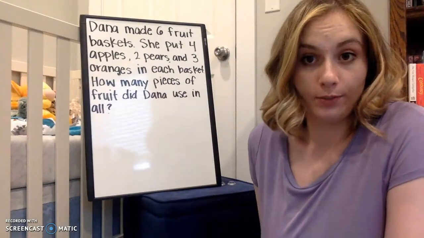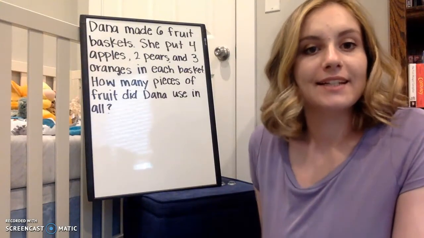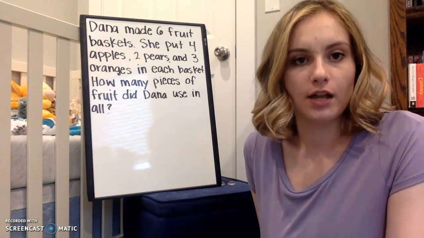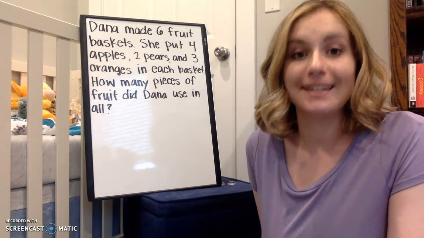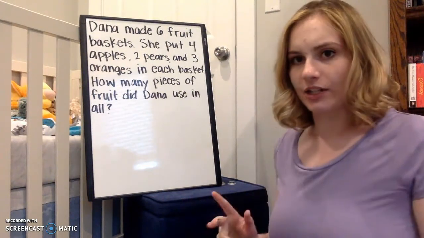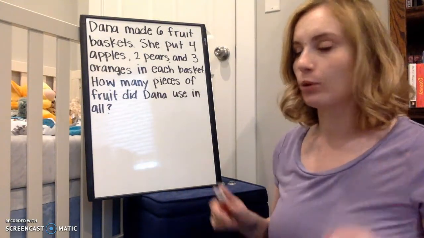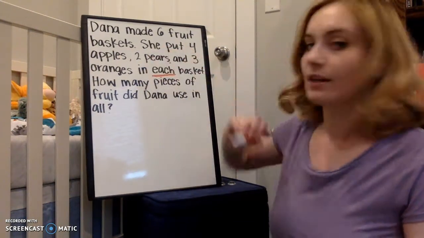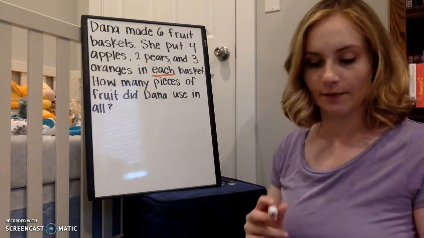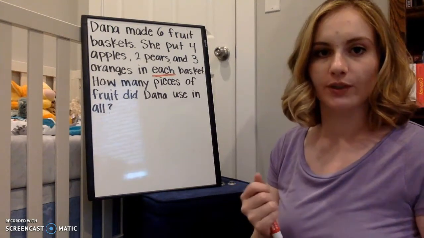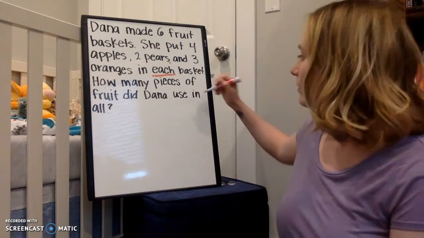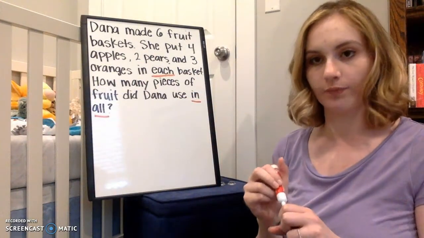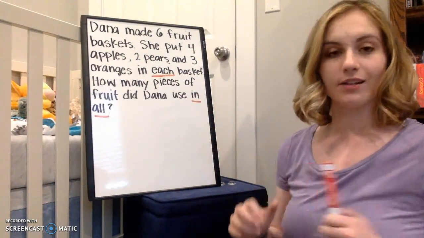Okay, here's our next word problem. Dana made six fruit baskets. She put four apples, two pears, and three oranges in each basket. Each, that is a clue word. That's an important word, so I'm going to underline it just so I remember. They're in each basket. How many pieces of fruit did Dana use in all? Okay, so it's asking me a total. That's also a clue word. I want to know that.